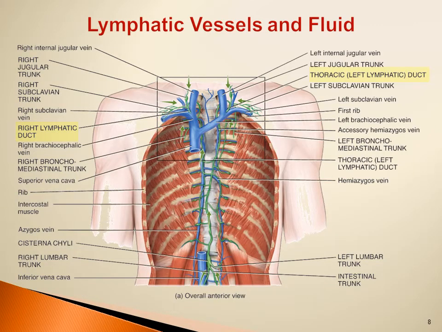Here, if you remember in anatomy, we have two major lymphatic ducts, the right lymphatic duct and the left lymphatic duct or the thoracic duct that bring the lymph finally to the circulation.